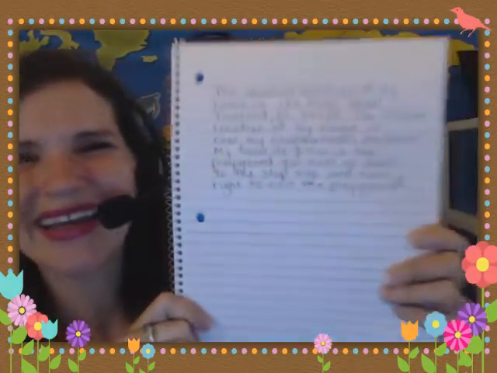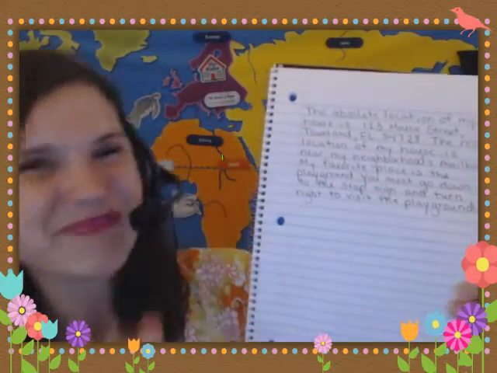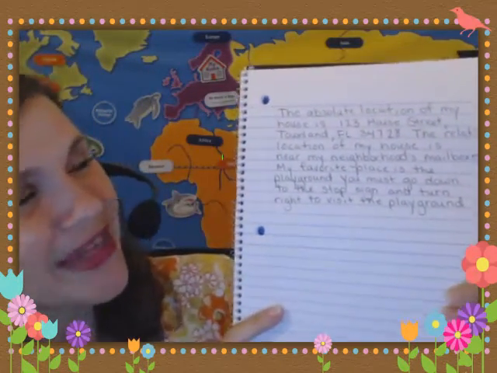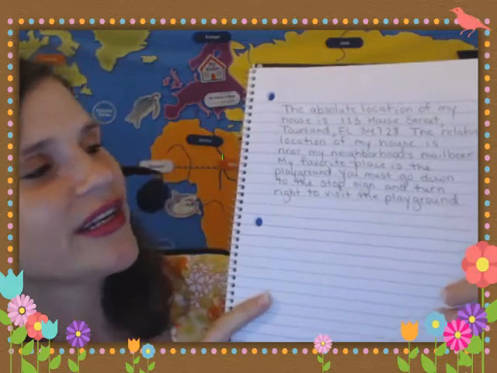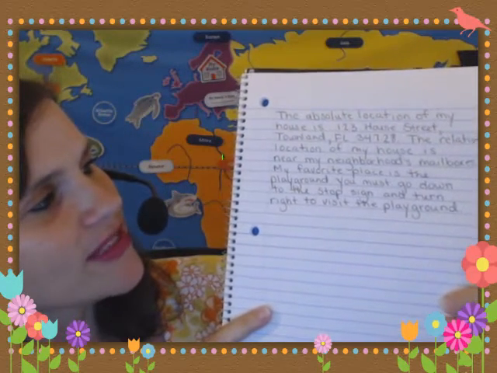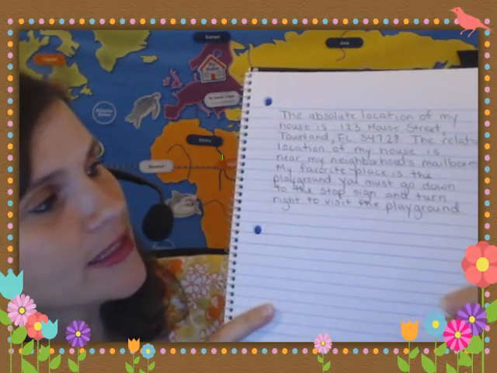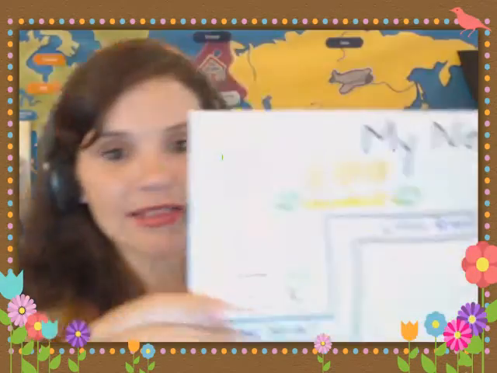34728. And that's a good way to memorize your address. But okay, that's my first sentence I wrote. My next sentence is about relative location. The relative location of my house is near my neighborhood's mailboxes. So let's just check our map and make sure that that information is correct.